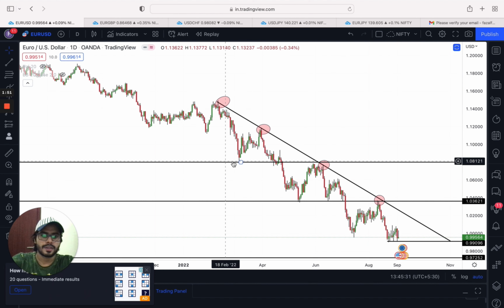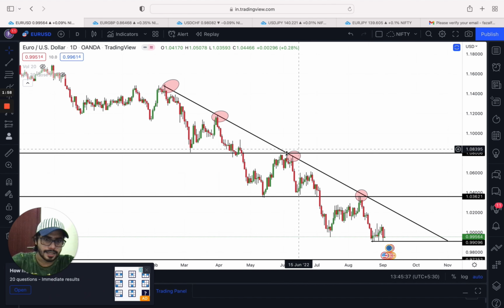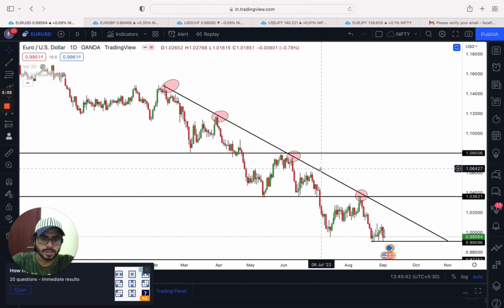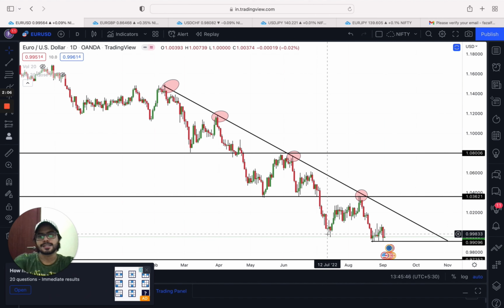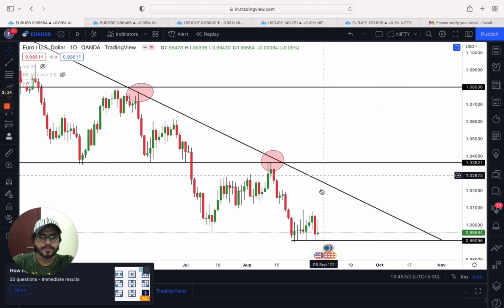So here this level is taken out, again it went up, it came down and took trend line resistance, came down, took support, again got almost near this trend line resistance, then it broke and again it took a resistance. So multiple resistance. This trend line is very important, guys. Okay, so now we are here.